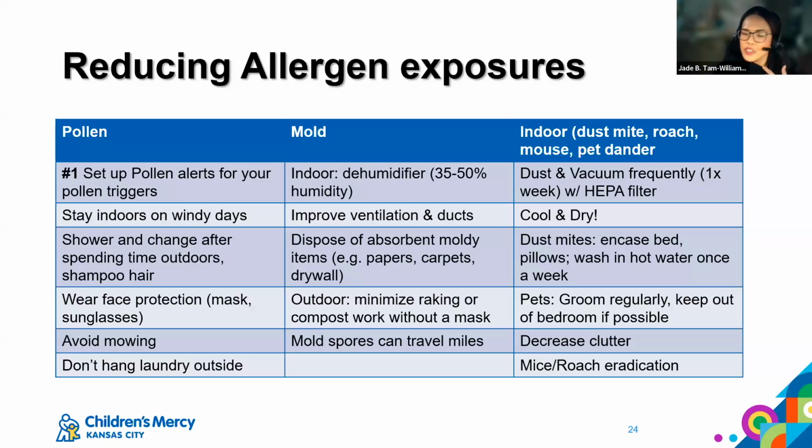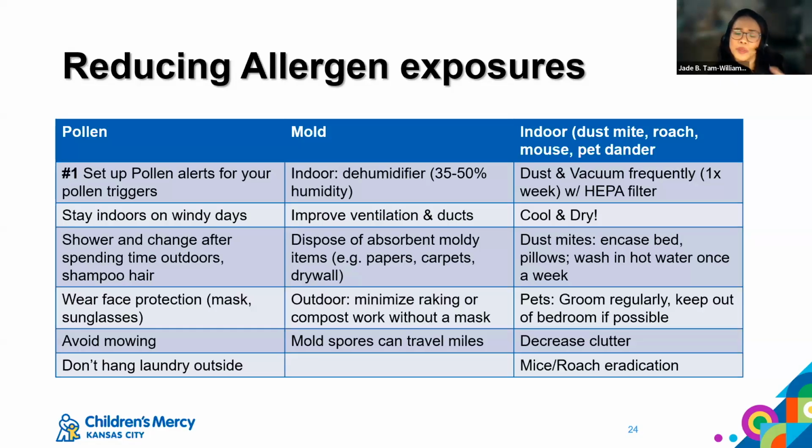For mold, it's dehumidification, improving your ventilation in the home, getting rid of anything that could be wet or moldy, and recognizing, unfortunately, spores can travel for miles upon miles. From an indoor side, like dust mite, roach, mouse, and pet dander, again, air quality, HEPA filter, dusting and vacuuming at least once a week. For dust mites, that's the bed, pillows, and the mattresses. And I always say, don't invest in really fancy sheets, because you're going to have to wash those sheets in hot water once a week. And you're going to feel really sad when the Toy Story logo disappears.